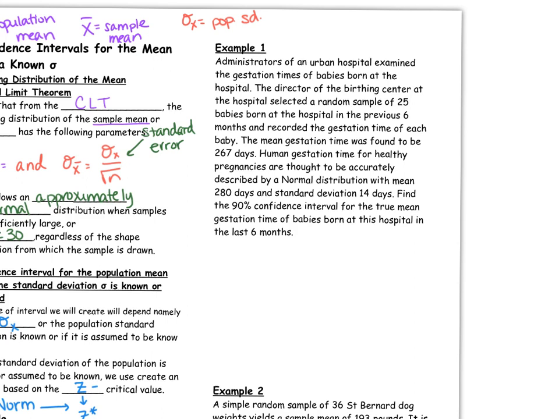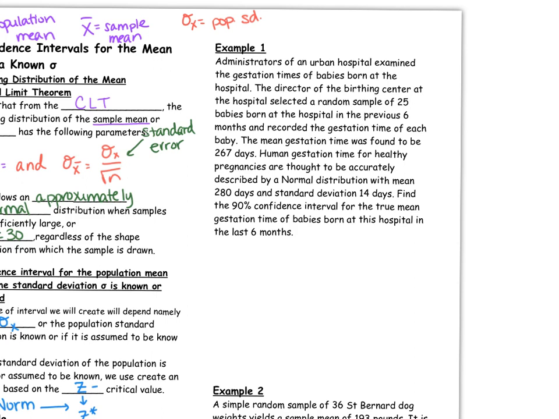The director of the birthing center at the hospital selected a random sample of 25 babies born at the hospital in the previous 6 months and recorded the gestation time of each baby. The mean gestation time was found to be 267 days. Human gestation times for healthy pregnancies are thought to be accurately described by a normal distribution with a mean of 280 days and a standard deviation of 14 days. Find the 90% confidence interval for the true mean gestation time of babies born at this hospital in the last 6 months. So first thing, we want to identify two things.